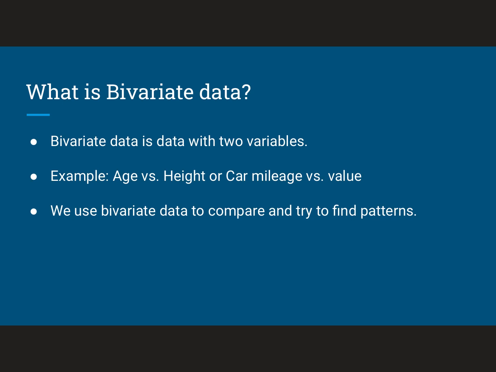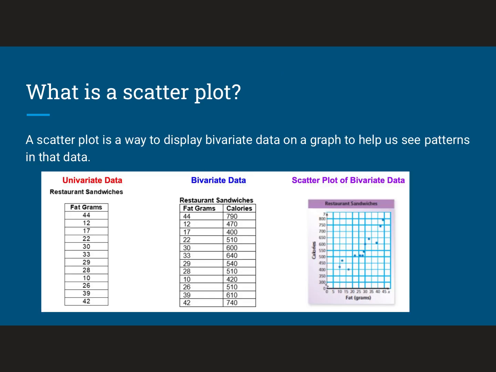Okay, first question, what is bivariate data? Well, bivariate data is data with two variables. That's why it's called bivariate, where BI means two. So an example, something like age versus height, or car mileage versus value. So we use bivariate data to compare and try to find patterns. We're looking for patterns with our bivariate data.